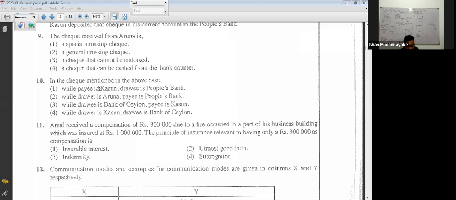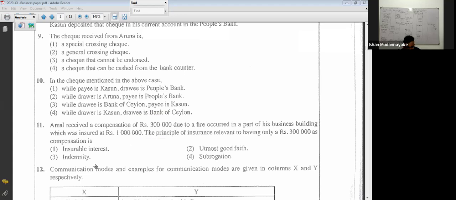Lama, in this question, the crossed check is on the Bank of Ceylon. Aruna maintains his current account in Bank of Ceylon. Pay Kasun. Yes, third one is answer.